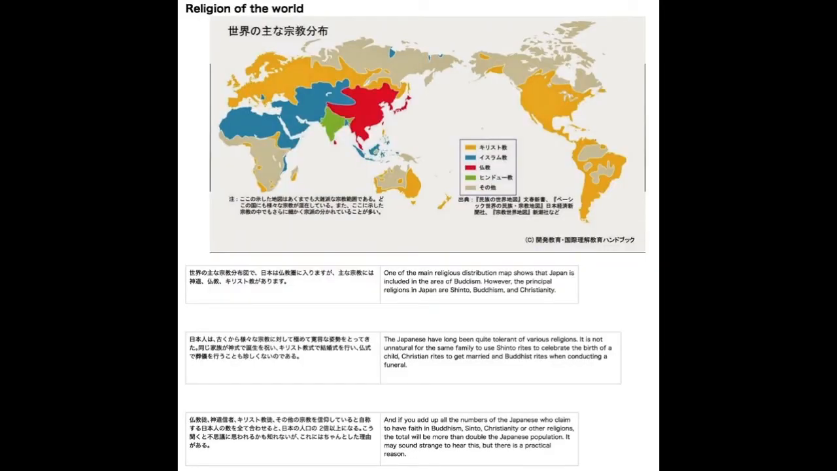Page 11-1. One of the main religious distribution maps shows that Japan is included in the area of Buddhism. However, the principal religions in Japan are Shinto, Buddhism, and Christianity. The Japanese have long been quite tolerant of various religions. It is not unnatural for the same family to use Shinto rites to celebrate the birth of a child, Christian rites to get married and Buddhist rites when conducting a funeral.